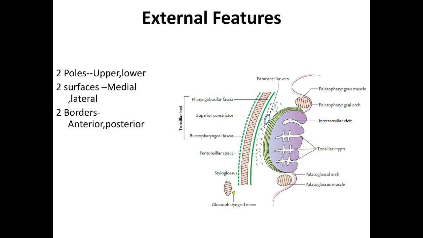Now the external features: it has two poles, upper and lower pole, two surfaces, medial and lateral surface. This is the medial surface, this one is the lateral surface, and two borders, anterior border and posterior border. The anterior border is related with the palatoglossal muscle which forms the palatoglossal arch, and the posterior border is related with the palatopharyngeal muscle forming the palatopharyngeal arch. And this is the lateral surface having a capsule, that is the extension of the pharyngobasilar fascia.